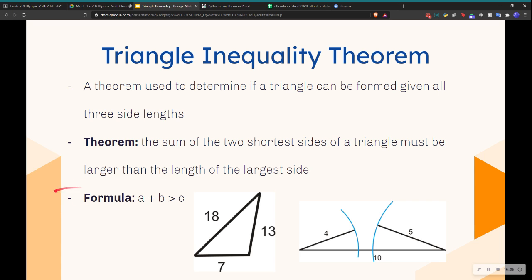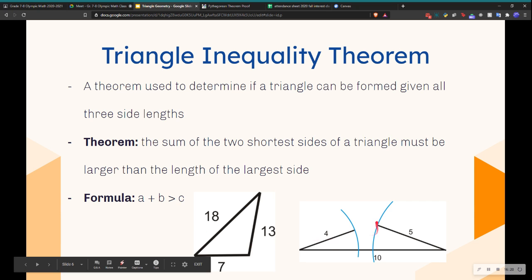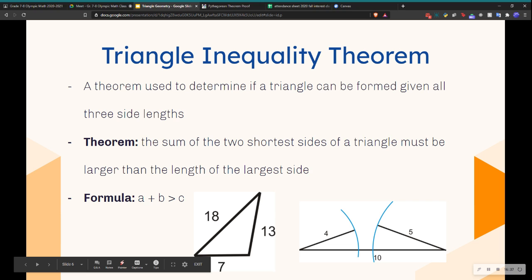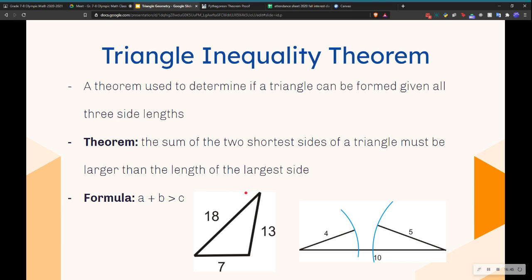And so what this means mathematically is that say you have two short sides A and B, and say your longest side is C, you have to have A plus B larger than C. And here are some examples of the triangle inequality theorem in play. So for this triangle, you have three side lengths of 7, 13, and 18. A and B would be 7 and 13, and C here would be 18. So then 7 plus 13 would give you 20, and 20 is larger than 18. So that means you can form a triangle with these side lengths.